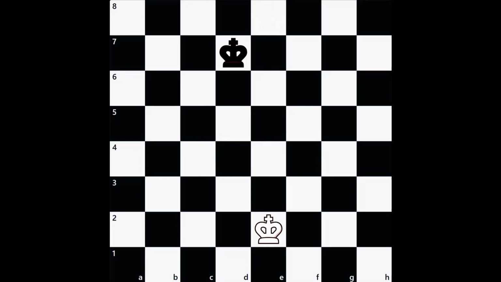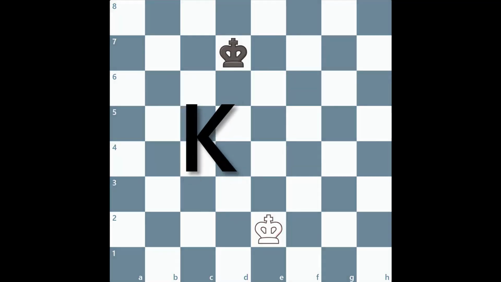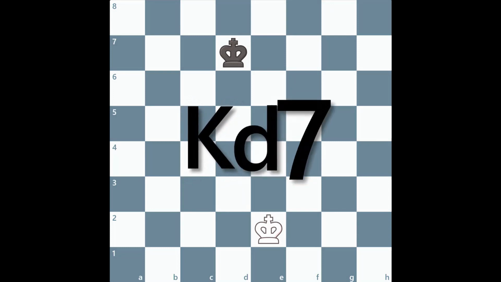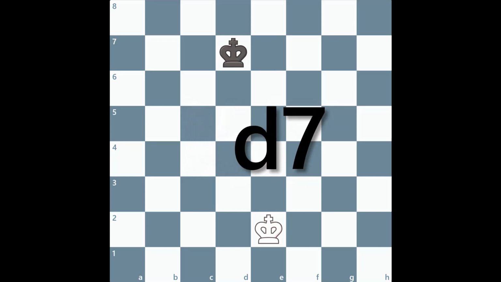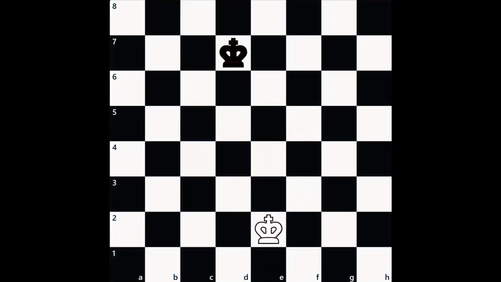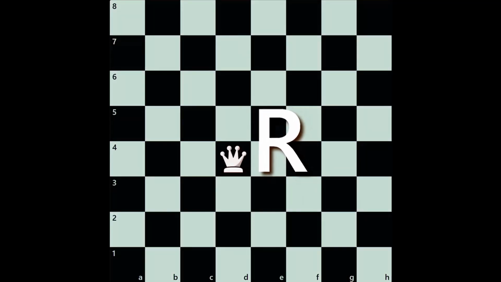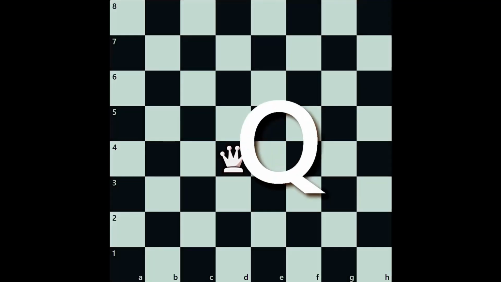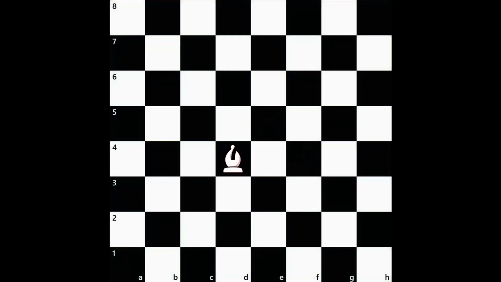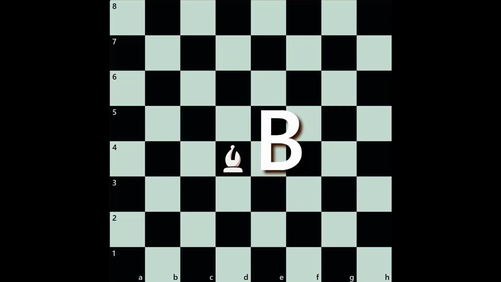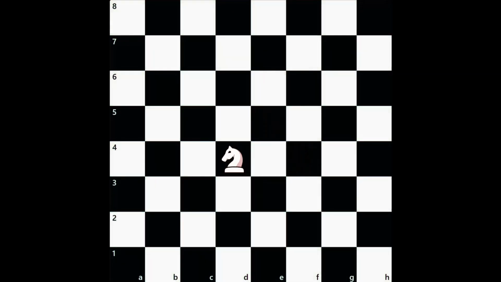Let's say black wants to play King to d7. In this case, it's the same idea. Capital K, lowercase d7. So piece, then square. K d7. We will use the same idea for all the other pieces. The rook is a capital R, the queen, a capital Q, the bishop, a capital B.